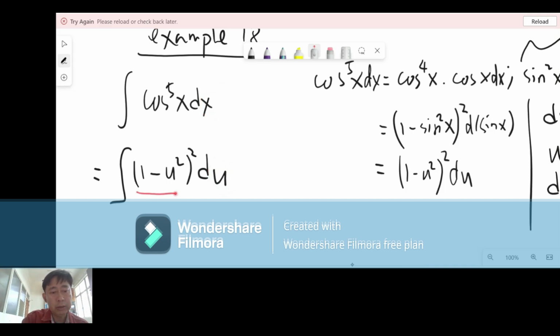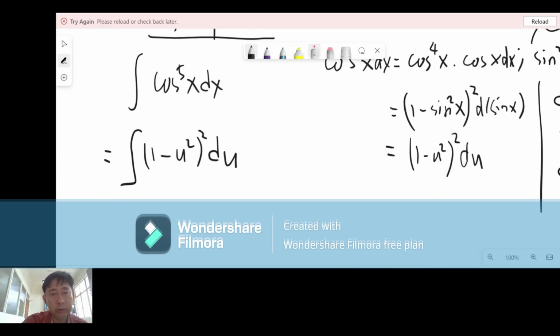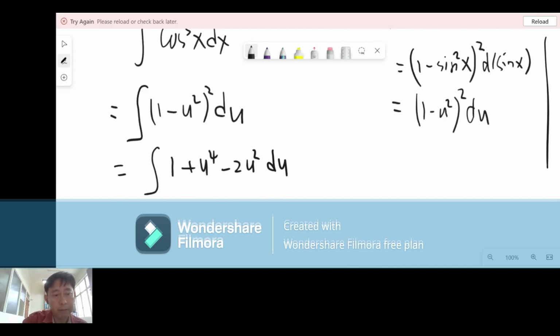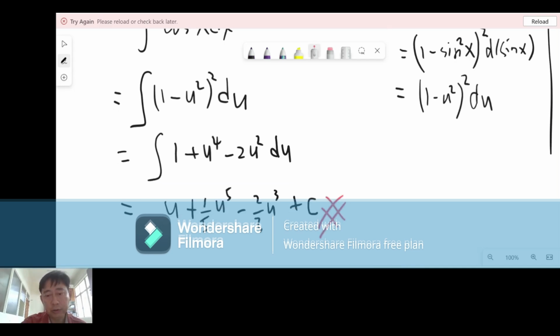The integrand now exists in the form of a polynomial in u, which is easy to integrate. We open up the bracket of the integrand. This will give me 1 plus u power 4 minus 2u power 2. Integrating the polynomial of u is easy. It gives me these expressions.